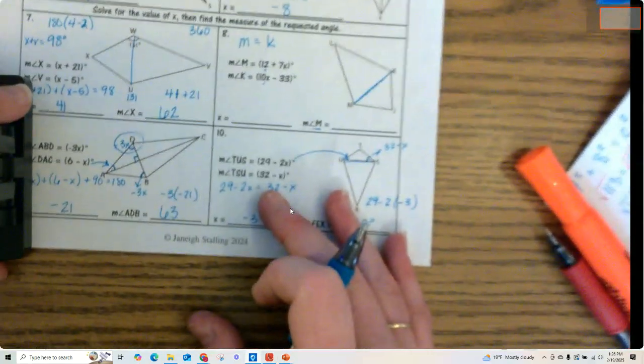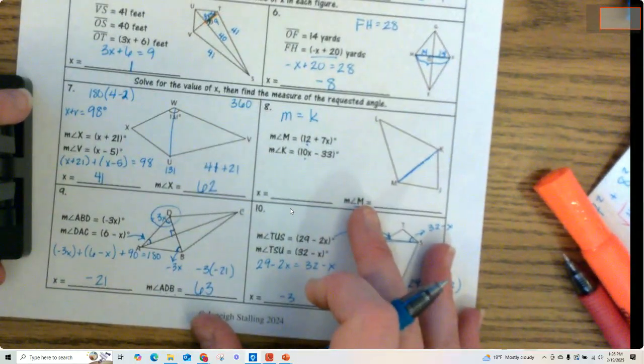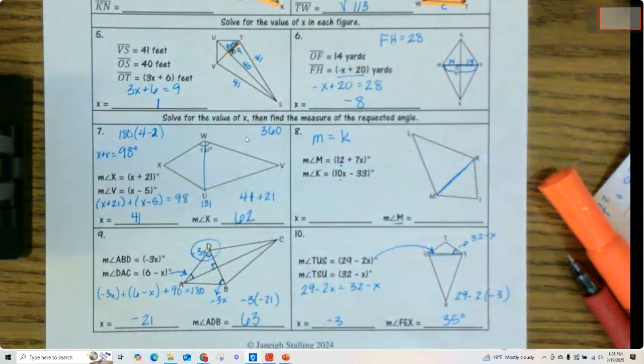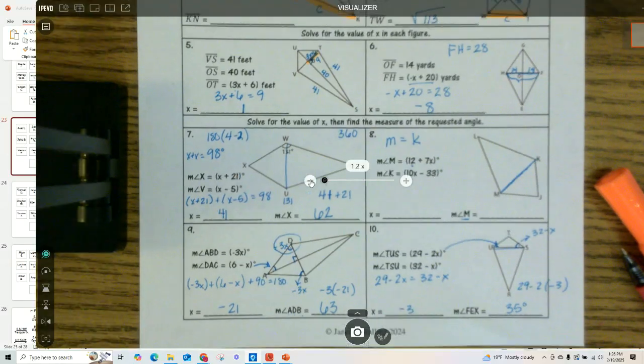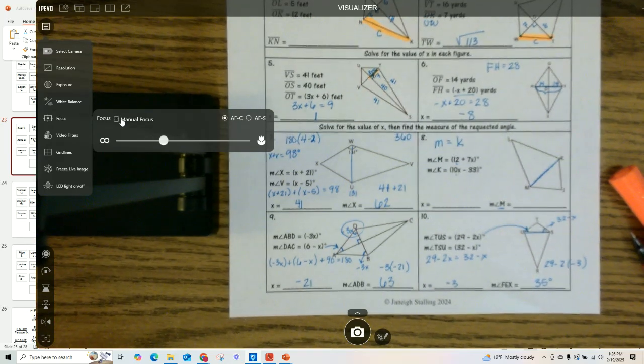All right, so I did not leave you very many on this page, and I got them set up pretty good for you. So you've got 3 questions. You've got 2, 3, and 8. Let me zoom out a little bit on this where you can kind of see everything, and get this to focus.